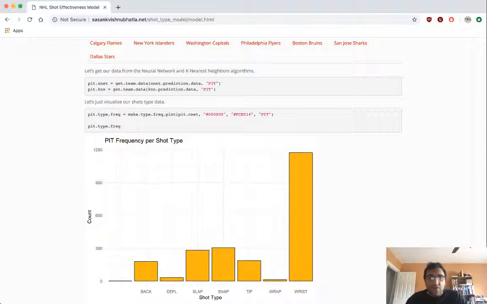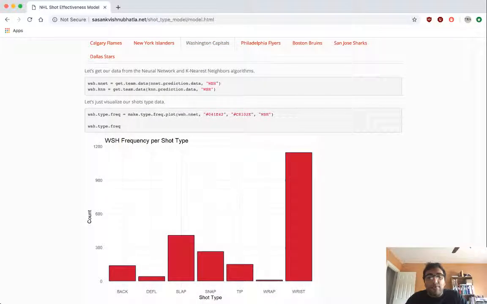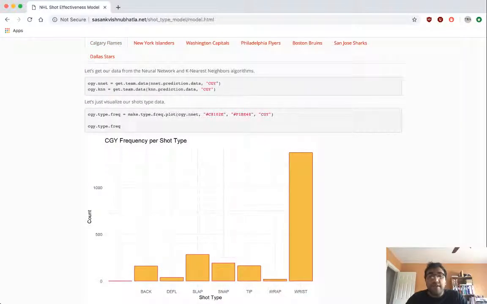Now if we go look at their rival, the Washington Capitals, we see wrist shots are pretty high, but unlike the Penguins, they have a higher amount of slap shots than snap shots. Also their backhand shots are not as frequent compared to the others. Let's look at maybe the Calgary Flames. The Calgary Flames do not have as many shots in total compared to both the Capitals and the Penguins. They are not a high shot volume team. But we can see here, their wrist shots still heavily outweigh all of their other shots.